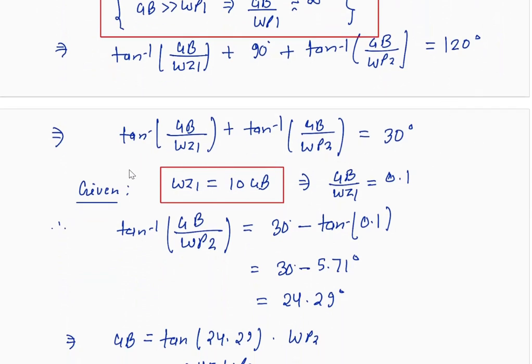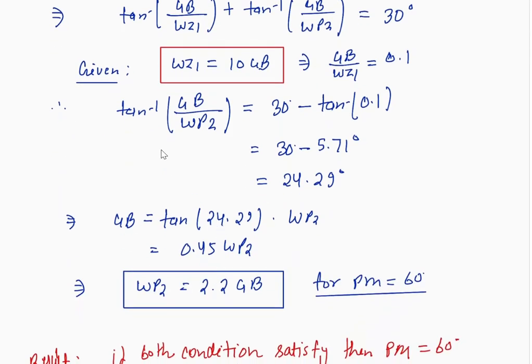Now again, they have given the second thing, that the zero frequency is 10 times the gain bandwidth. So gain bandwidth divided by zero frequency will be 0.1. Now we will put this term into this one. After putting the value we get tan inverse of gain bandwidth by omega p2 equal to 30 minus tan inverse of 0.1, which comes to 24.29 degrees.